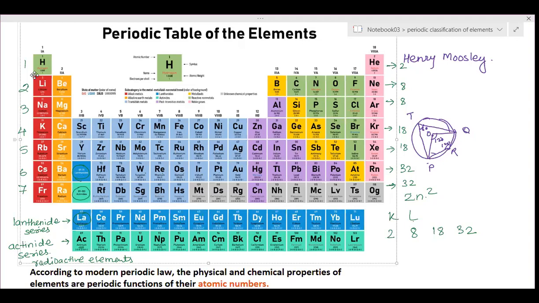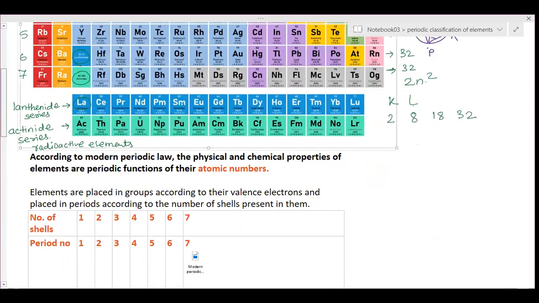They are not placing them separately, meaning you are not supposed to occupy extra space. They have similar properties, so we cannot separate them; we have to place them at one position. The position is given. And the actinides, radioactive elements, are in the seventh period, third group. Clear? So write down these points.